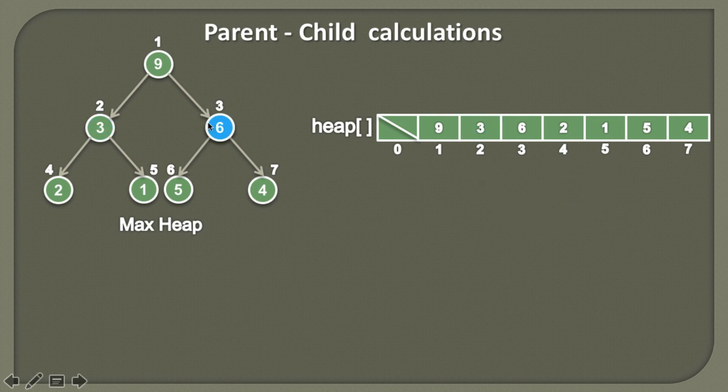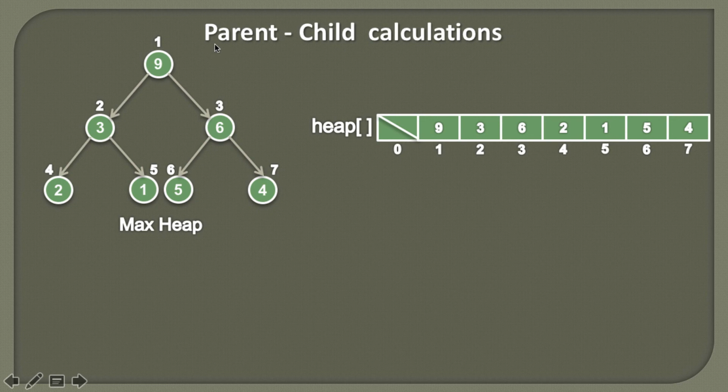Similarly, if we take the node having value 6, then here you can see 5 and 4 are children of 6. If we take this representation into an array, then 5 is one child of 6 and 4 is the other child. So friends, here you can see how this binary heap is represented in this array and how we can represent this parent-child relationship in the array.